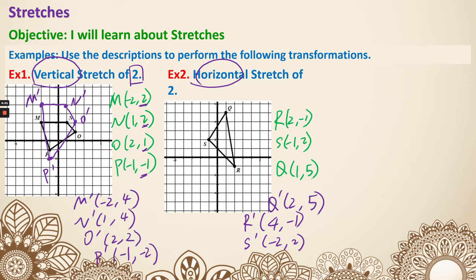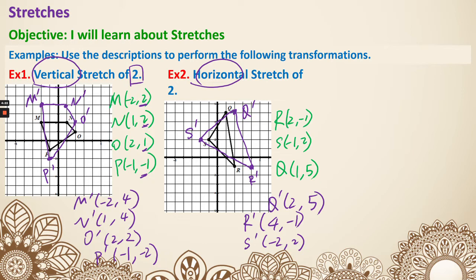R prime, 4, -1, right here. S prime, -2, 2, right here. And Q prime is 2, 5, which is right here. Let's connect S prime to R prime to Q prime, and Q prime to S prime.